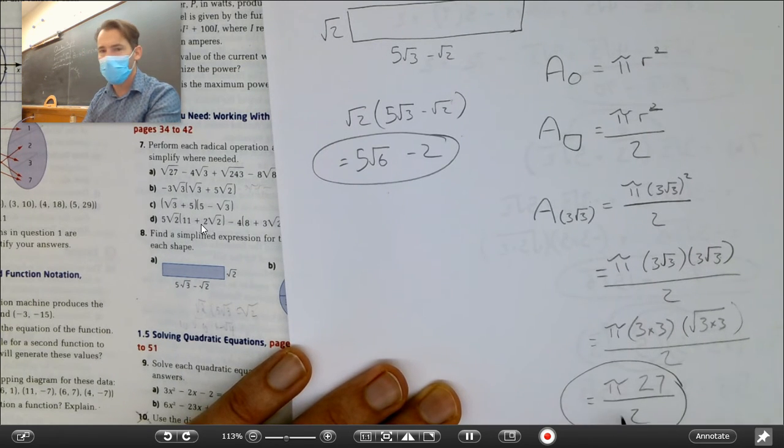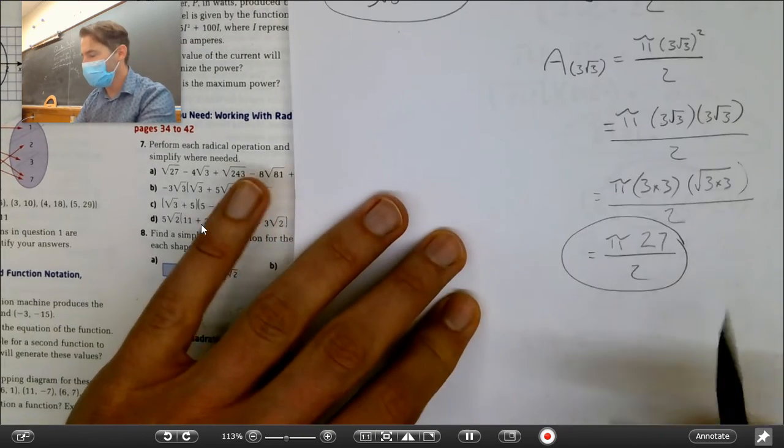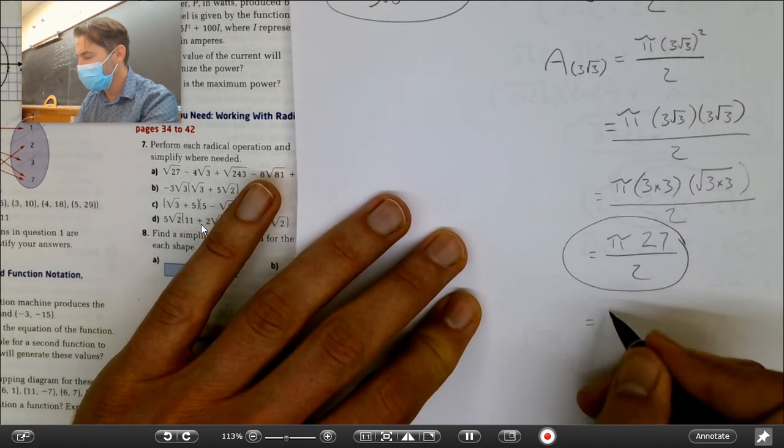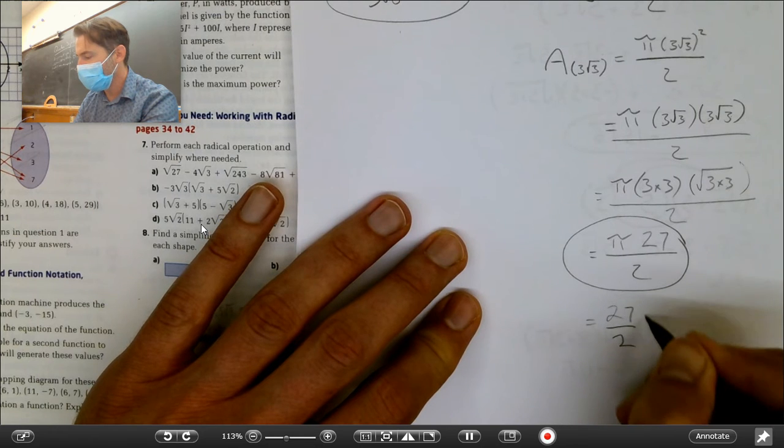That's really simplified. Although I never would write it that way, I would always write my pi after. So I would write it this way. This is equal to 27 over 2 pi.